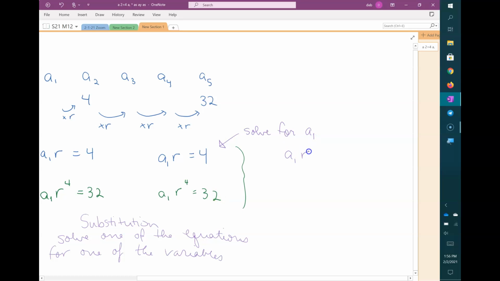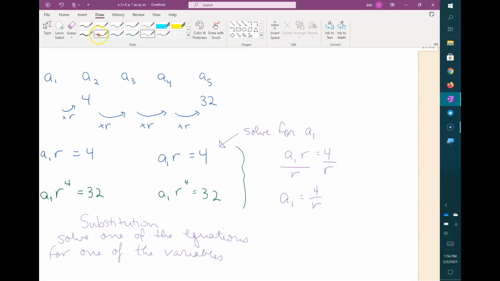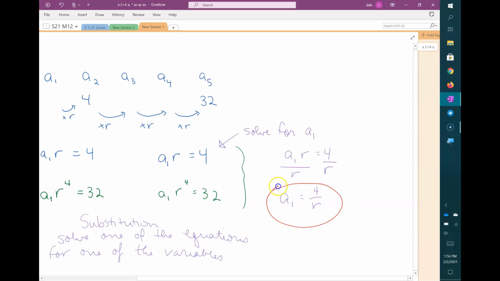Okay, so I have a sub 1 r equals 4. I want a sub 1 left by itself. So I'm solving for a sub 1, and that's going to be 4 over r. Then the substitution method says take this quantity that you're saying is equal to a sub 1 and substitute it in for a sub 1. So you're going to put 4 over r in place of the a sub 1 in a sub 1 times r to the 4th, and that has to equal 32.